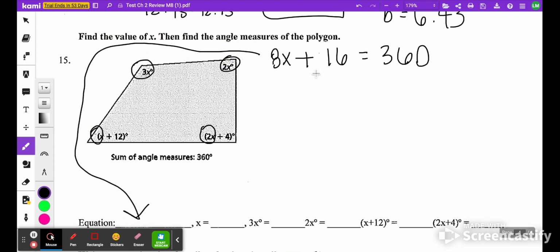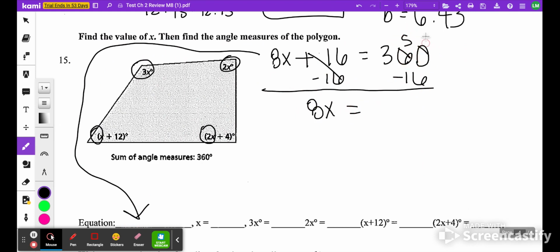Okay. Now I'm going to solve for x. Subtract 16 from both sides. 8x is equal to, we'll do this old-fashioned way. 10 minus 6 is 4. 344. Then I'm going to take 344 and divide that by 8. X is equal to 43.